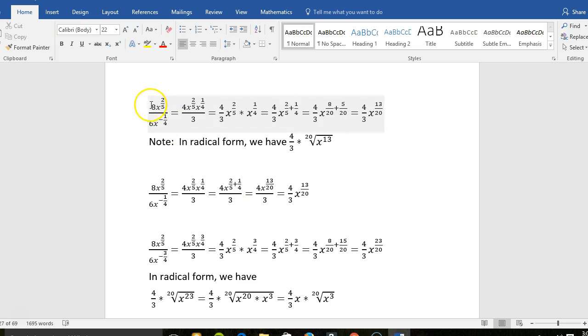Let's look at this guy. We have 8x to the 2/5 over 6x to the negative 1/4. Remember, this 8 and this 6, that's 8 over 6. That reduces to 4/3. You go ahead and reduce that. So you have x to the 2/5. Now that x to the negative 1/4 jumps up and becomes x to the positive 1/4.